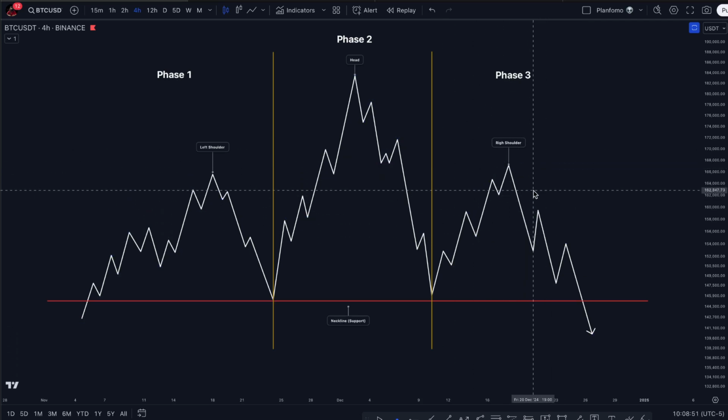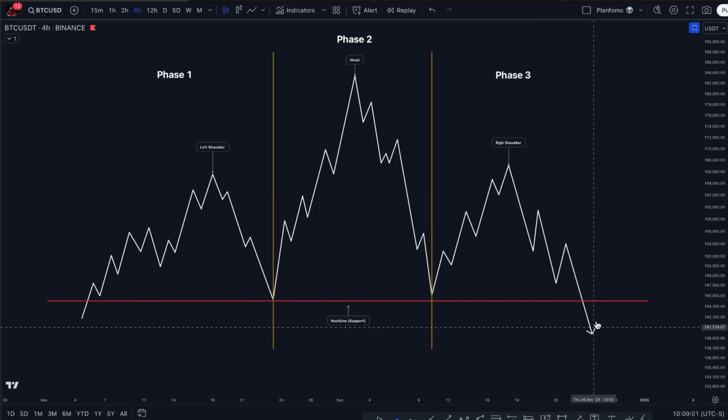The price then drops below a key level called a neckline, confirming the market is now in a downtrend, if we're going to see a clean breakout and movement to the downside. So why does it happen? What's the psychology behind this?